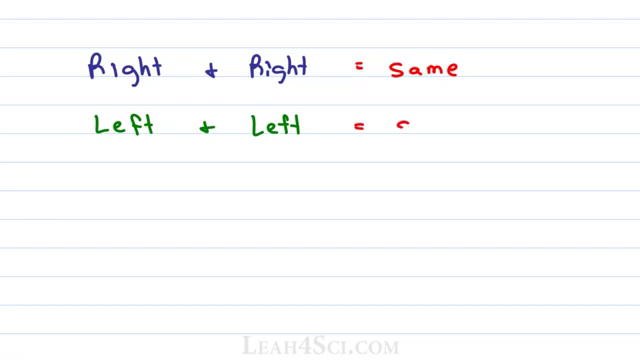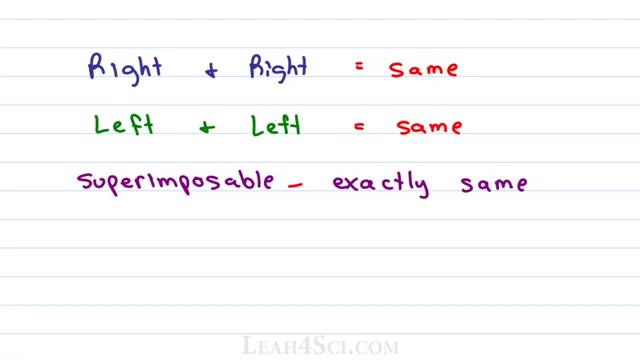Going back to the hand example, if you have a right hand and a right hand, they're exactly the same. They'll fit the same glove. They'll be superimposable with each other. We're going to call them the same. If we have a left hand and a left hand, once again, they are considered the same. They are superimposable. Superimposable tells you that you can take one right hand and put it on top of the other right hand and it'll look exactly the same. Or take one chiral molecule and another molecule of the same chirality and put one on top of each other. They look exactly the same.